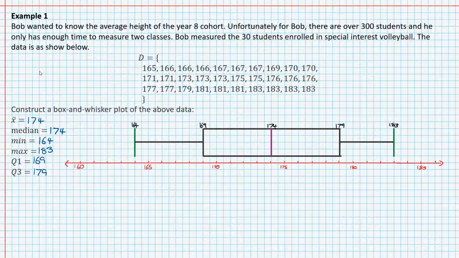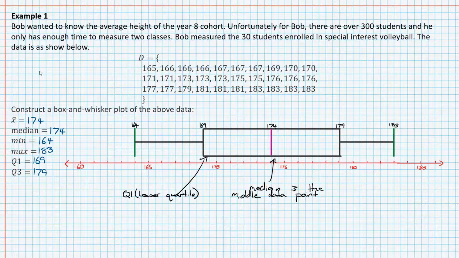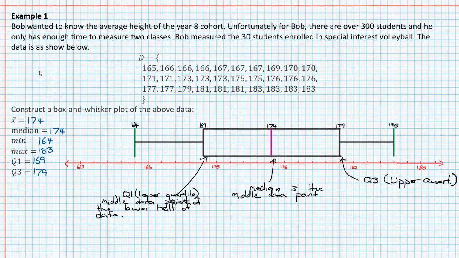We'll firstly consider the median. So if the median is the middle part of the data, the Q1, or the lower quartile, is the middle part of the lower half of data. And similarly, the Q3, also known as the upper quartile, that's the middle data point of the upper half of data.